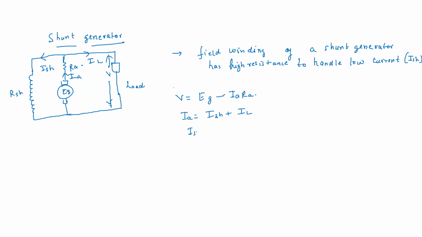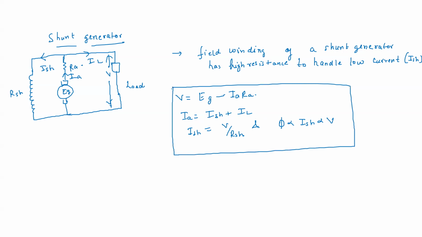And what about I shunt? I shunt is V by R shunt. And hence the flux is proportional to I shunt, which is proportional to V. This is important. In the previous case, the flux was independent of V and IL, but here the flux is proportional to terminal voltage V. That is why this terminal voltage acts as the excitation.